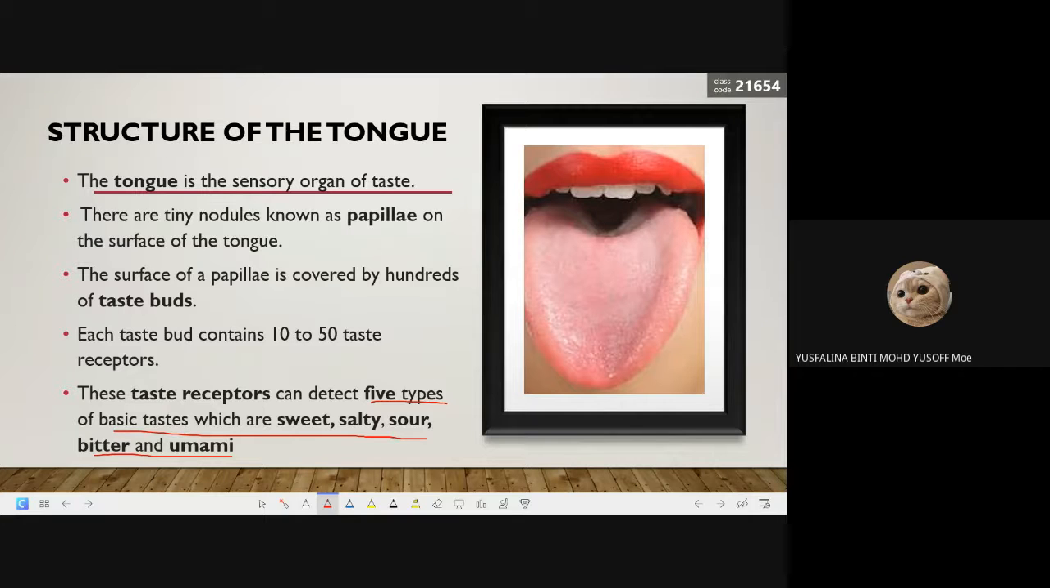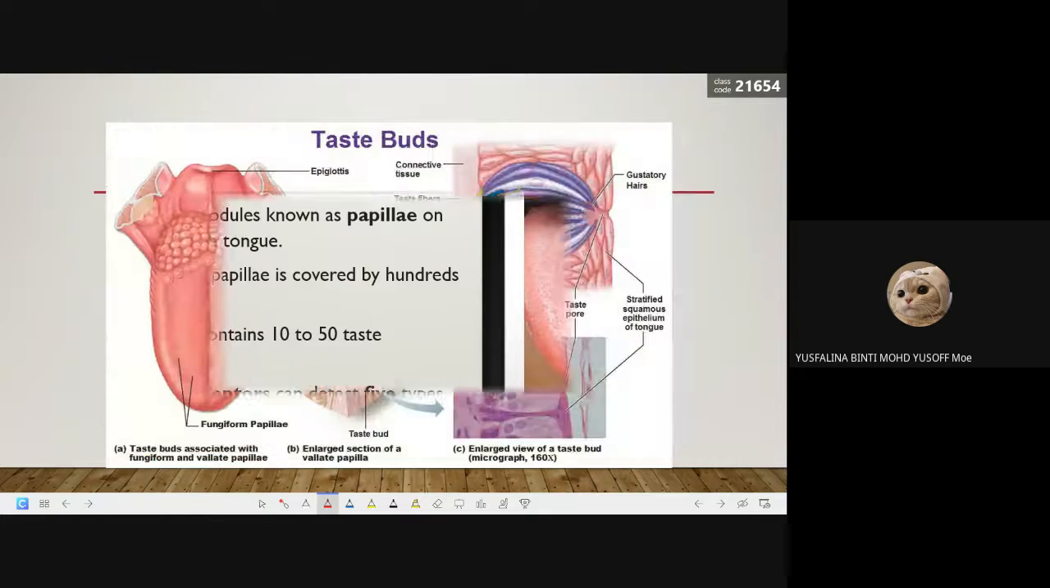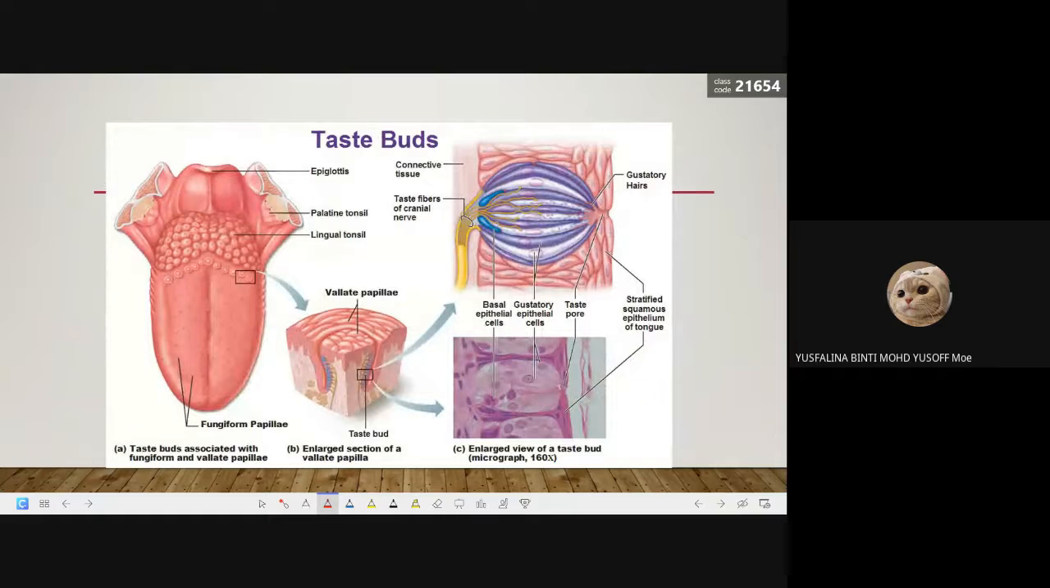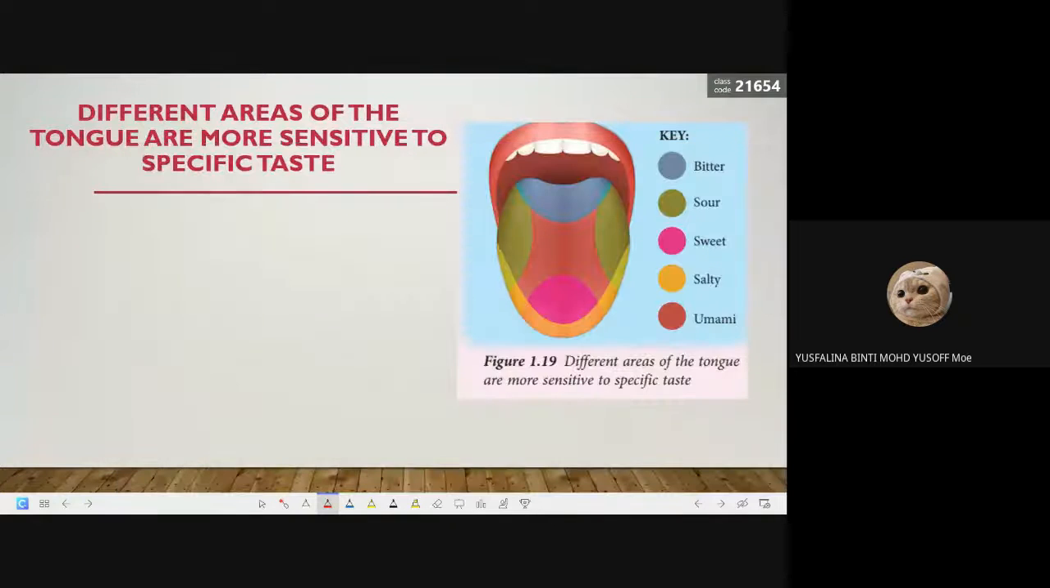Okay, so you have to remember the parts of the tongue. This one is much more detailed, but you don't need to know that detail, it's just for your info. You just need to know what I told you just now for the papilla and also the taste bud, the taste receptor, and also the supporting cell. Only that one.